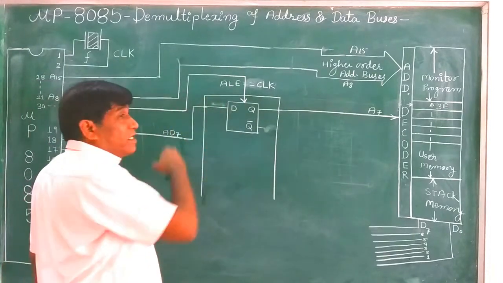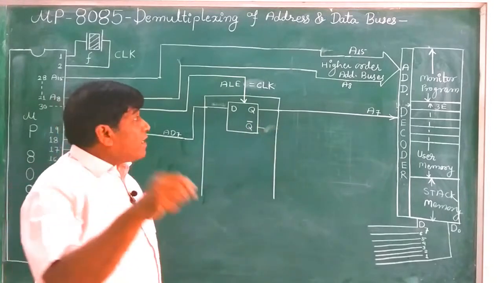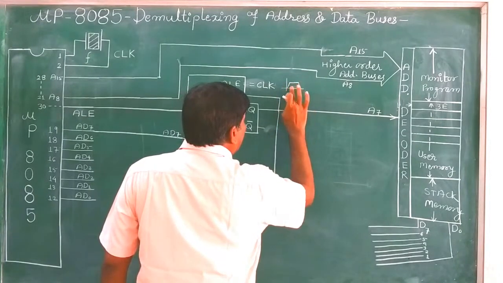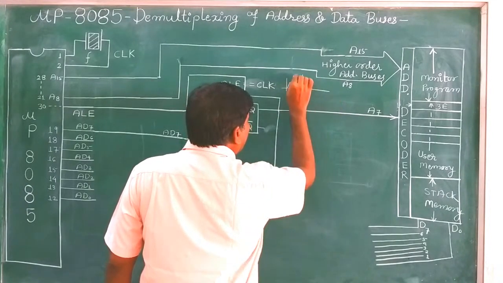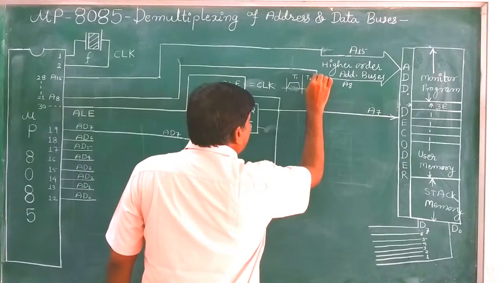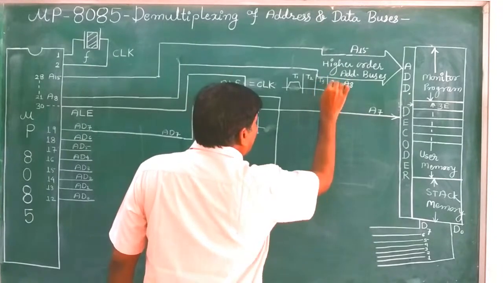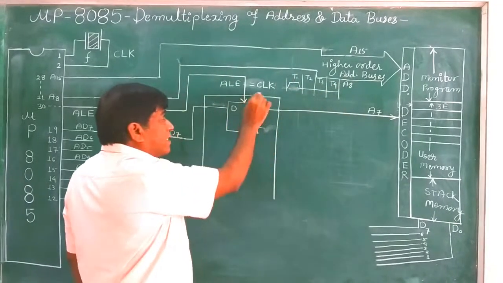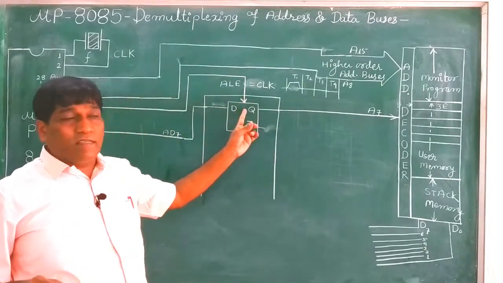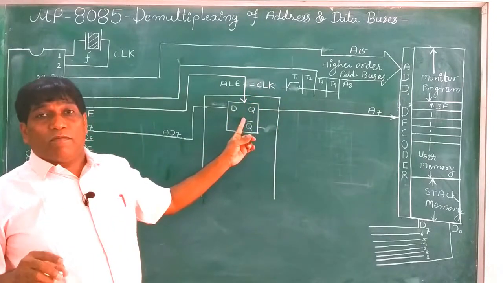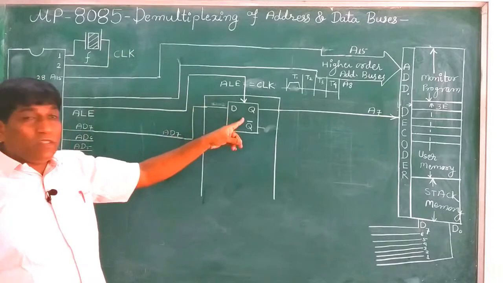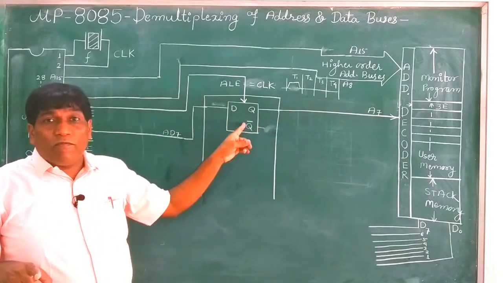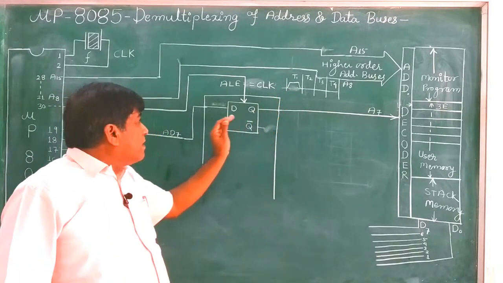As we have already seen, whenever this is activated, only then is there a transfer. And we have already studied that ALE is activated during the T1 T state only, and after that it is not activated. If you see the timing diagram, it is activated at T1, and for other clock cycles it is not. So when we apply ALE to this, the ALE signal will be the clock for the D flip-flop. We should not apply the system clock to this D flip-flop. ALE is the signal applied to the clock of the D flip-flop, so that whenever it is activated, the change will be there.